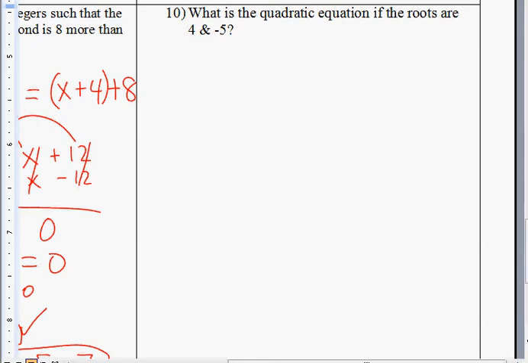Hey, continuing on from the quiz, we'll go on to question number 10. Number 10 this time is asking you to write the quadratic equation if the roots are 4 and negative 5. Well, what does that mean? The roots are actually the solution.